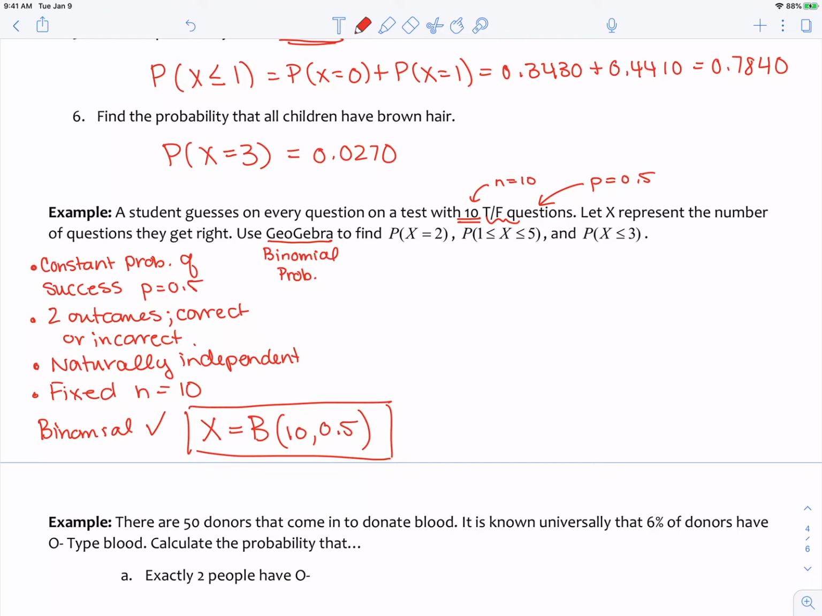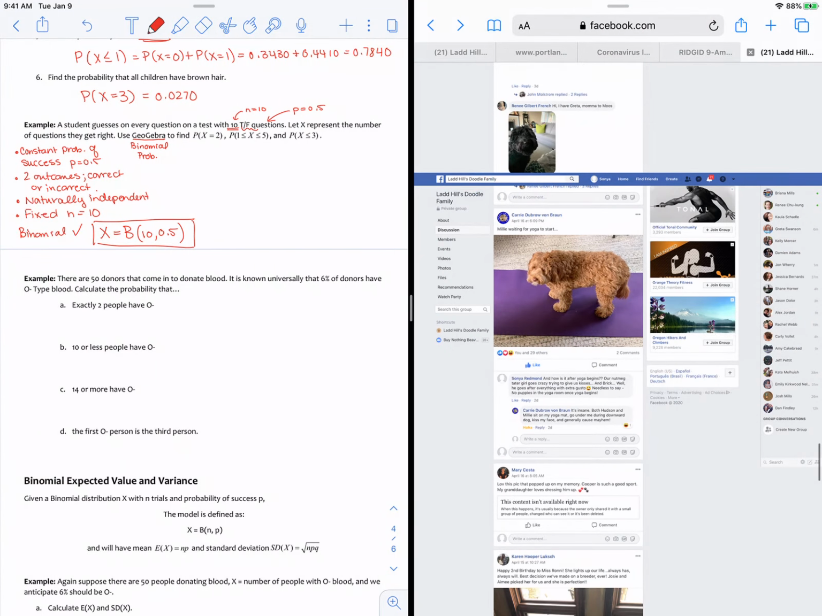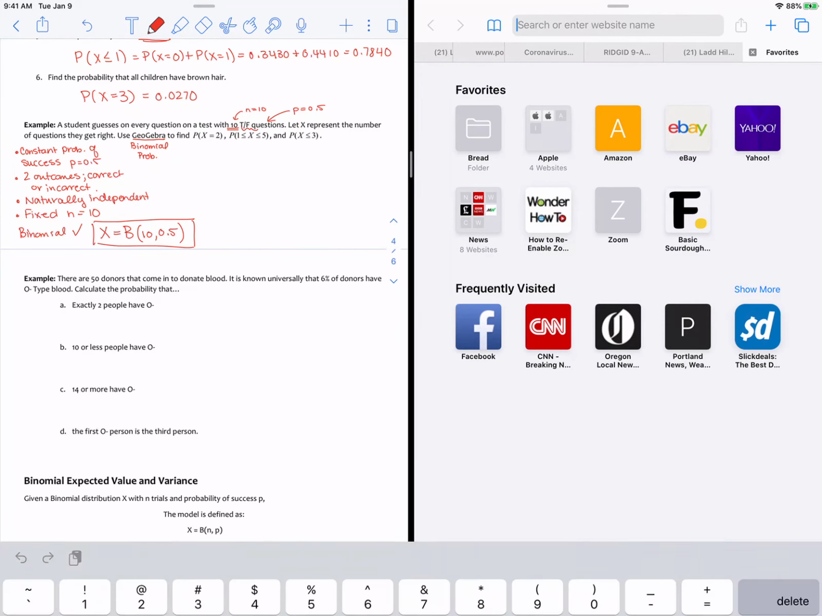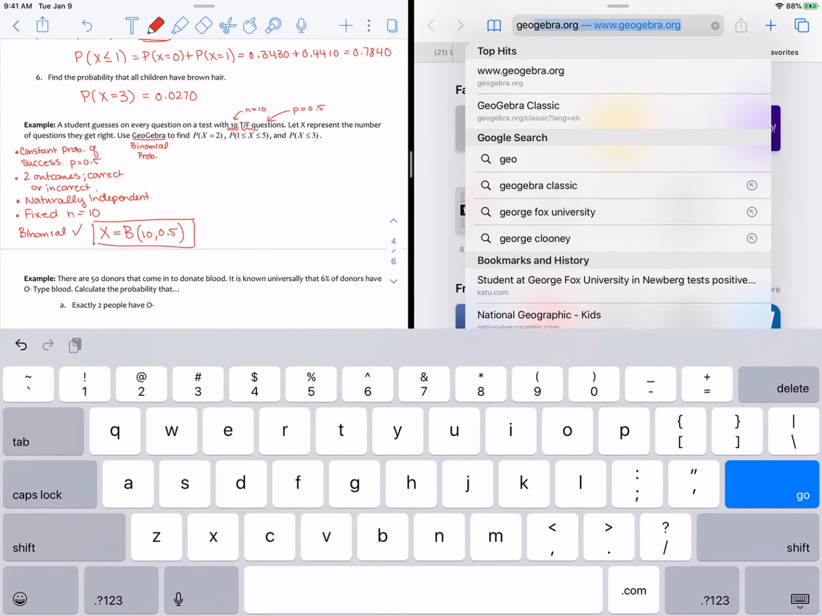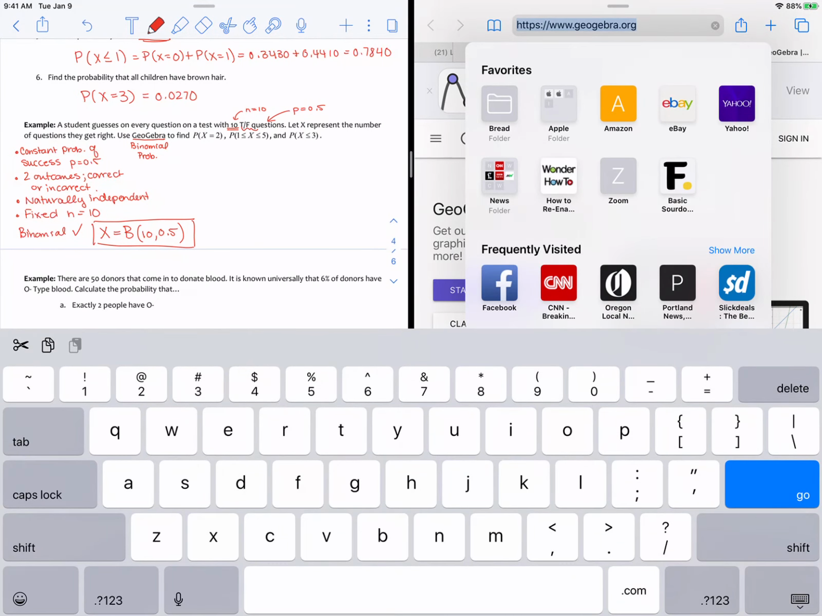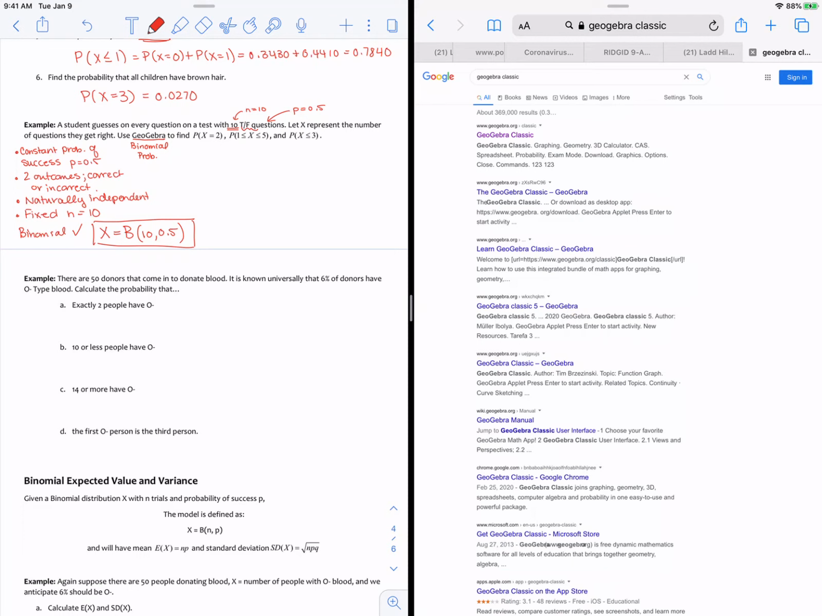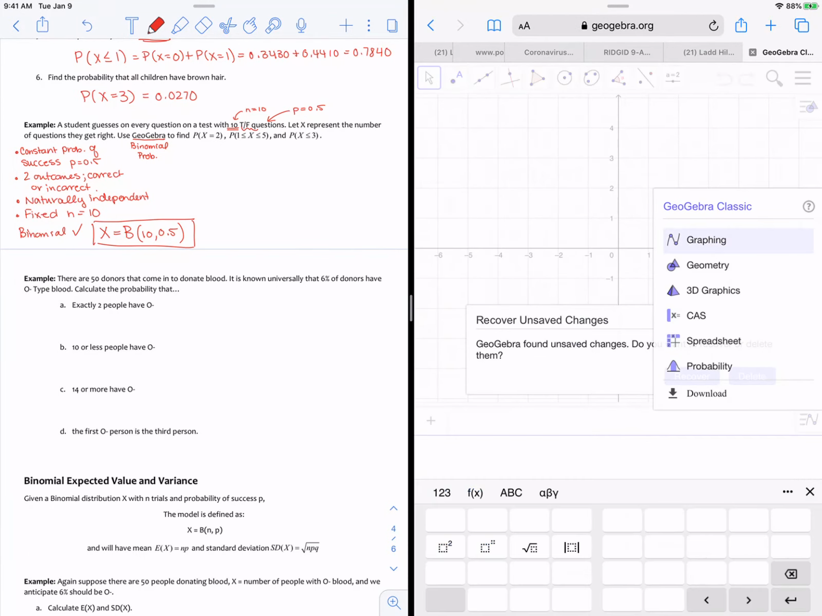All right, so let's go ahead and get to GeoGebra. I'm going to see if I can open this. I don't already have it open, do I? Okay, so let's go over here, and we're going to get GeoGebra. Okay, and we'll just go to classic. Actually, look for that one, GeoGebra Classic. That's the one I want to go to. There we go.